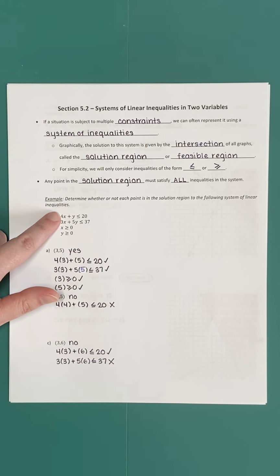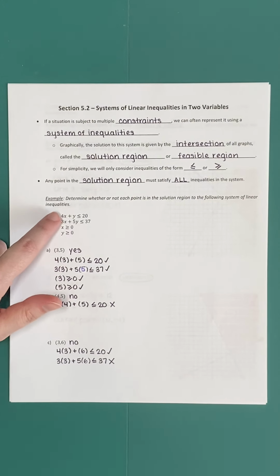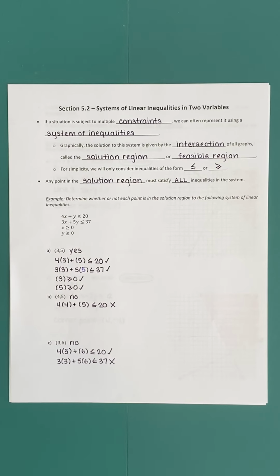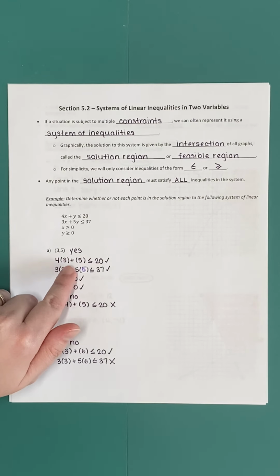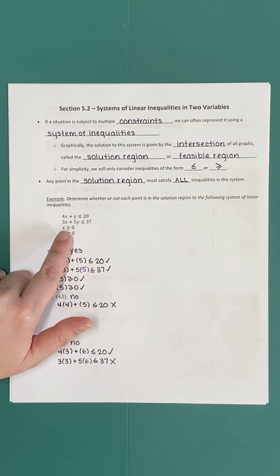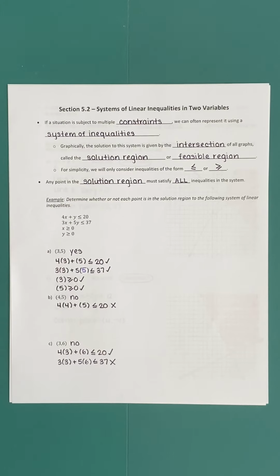So I'm going to substitute my values for x and y into these two inequalities, and I want to determine what happens. In other words, do I end up with a statement that's true? Do I end up with a statement that's false? So I'm going to sub into my first inequality, sub in 3 and 5. So we have 4 times 3 plus 5. In other words, 12 plus 5, which gives me 17. And according to the inequality, that's less than or equal to 20. Well, that's a true statement, so that inequality is satisfied.